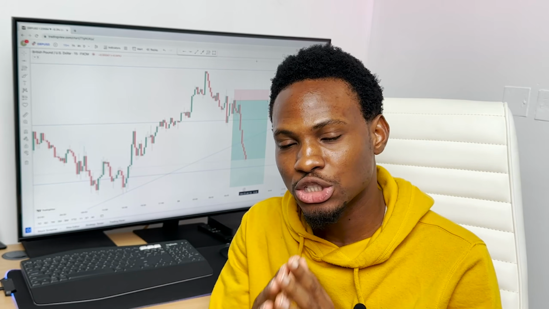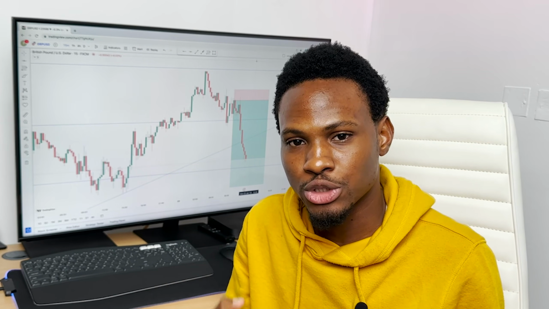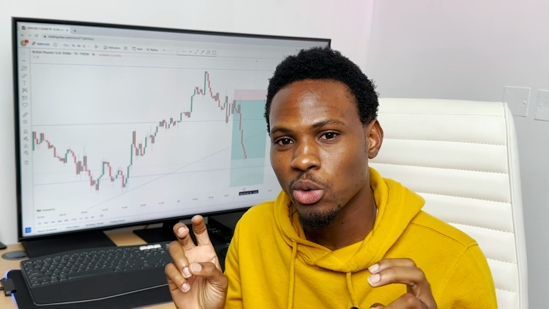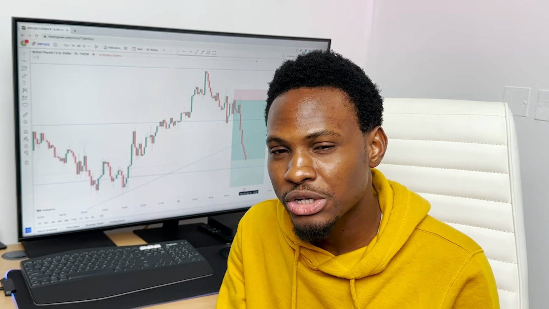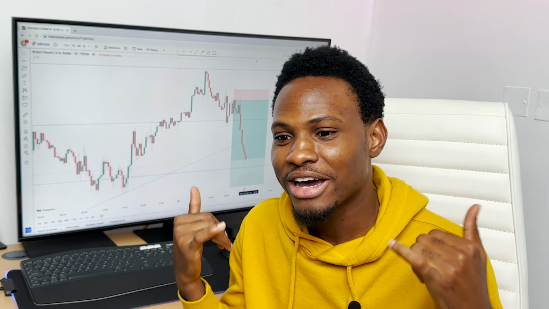So the first step in drafting a proper risk management strategy is to determine what type of trader you are and what type of risk you can take on per trade. And this is what we call risk tolerance. For some people, they have a low risk tolerance, some have medium risk, some have high risk. If you're like me, high risk gang.